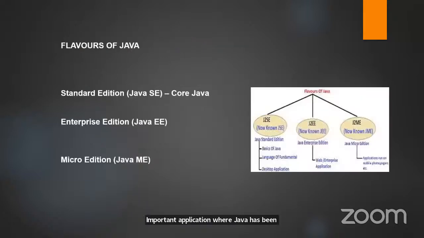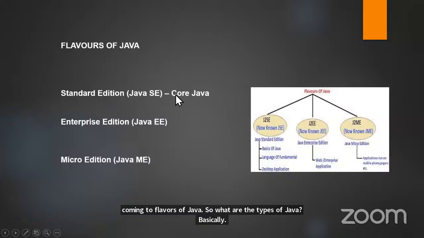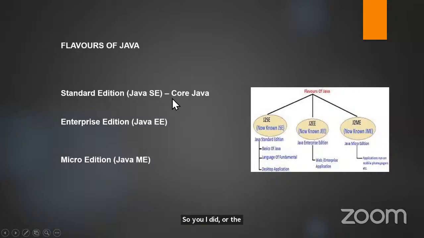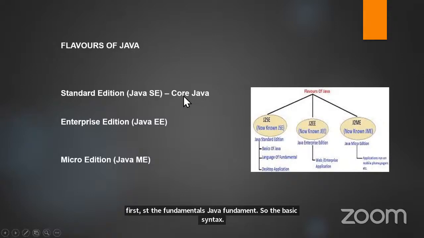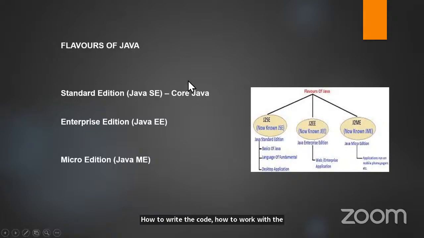Now coming to the flavors of Java. What are the types of Java basically? The roadmap you asked me about, right? Something similar to that we have. First, the fundamentals of Java: the basic syntax, how to write the code, how to work with the code. That's all covered as part of core Java.